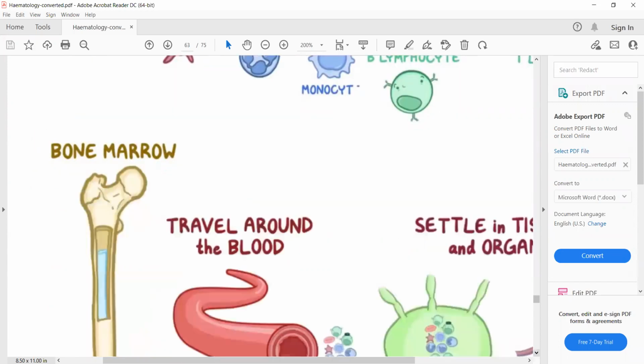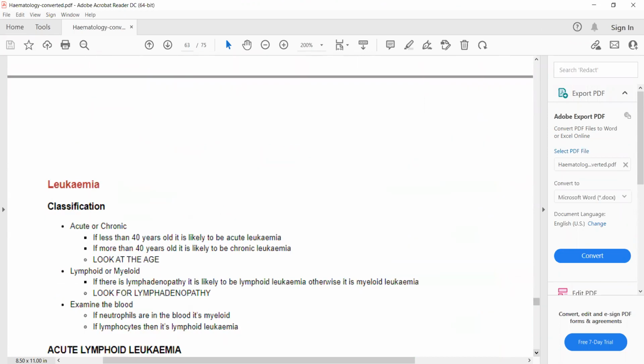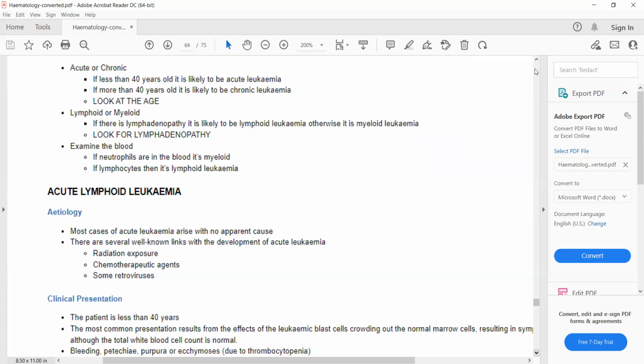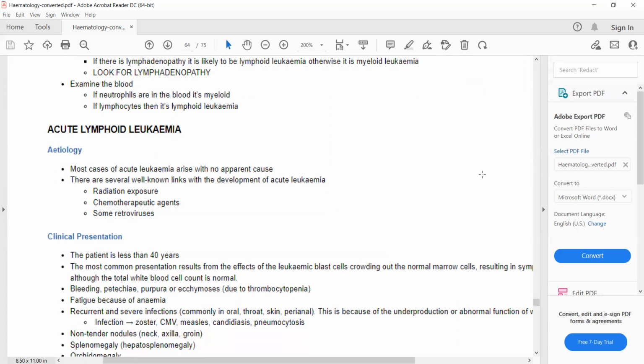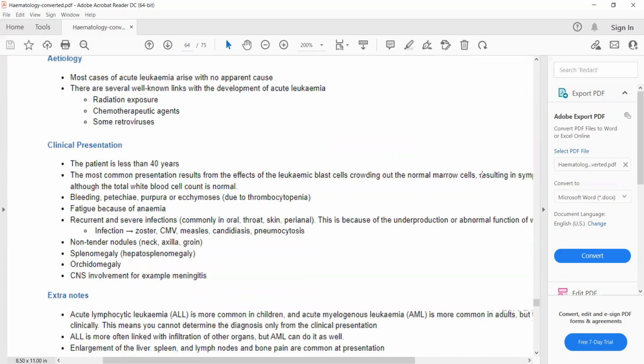Okay, ALL is common in children and AML is common in adults. But the presentation of both of them is the same, if that's what you are trying to ask. Both of them can present as pancytopenia. So pancytopenia and myeloblasts on bone marrow, then it will be AML. Pancytopenia and lymphoblasts on bone marrow, then it will be ALL. Right. It's clear now.